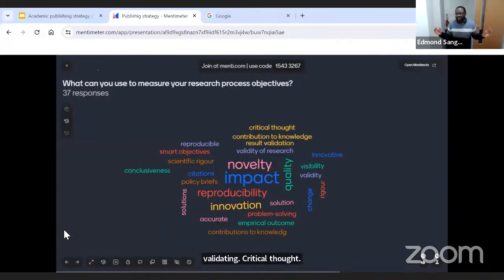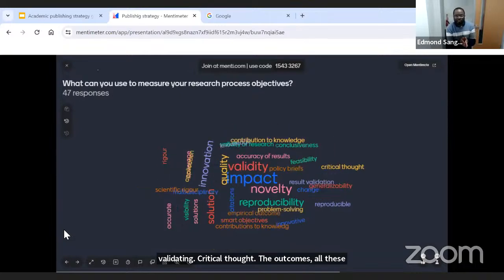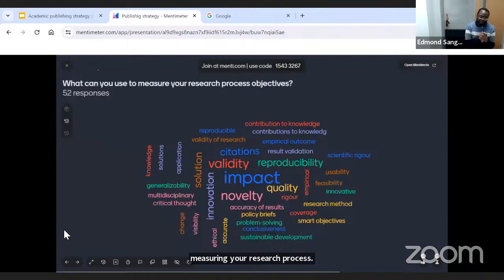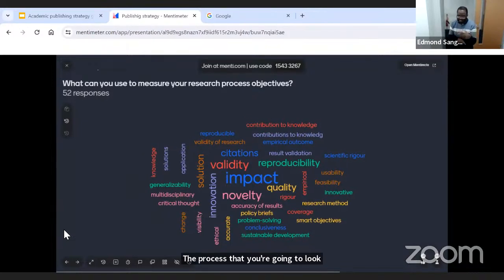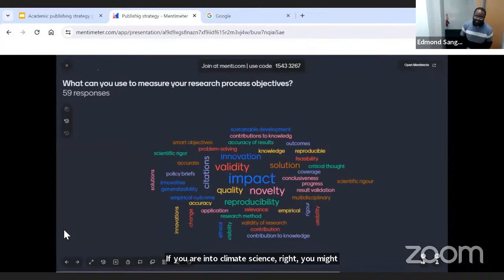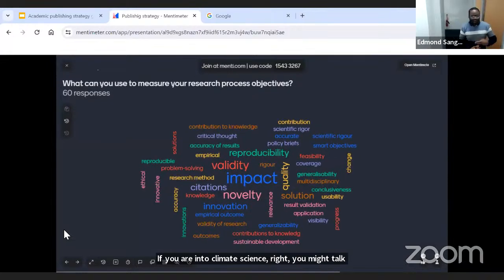All these things, right, are speaking on the importance of measuring your research process, the process that you're going to look at. I'm surprised that no one mentioned technical skills, right? If you are into climate science, you might talk of proficiency using different coding tools, or it could be modeling, or data processing tools, right? Those technical skills, you need to include them.